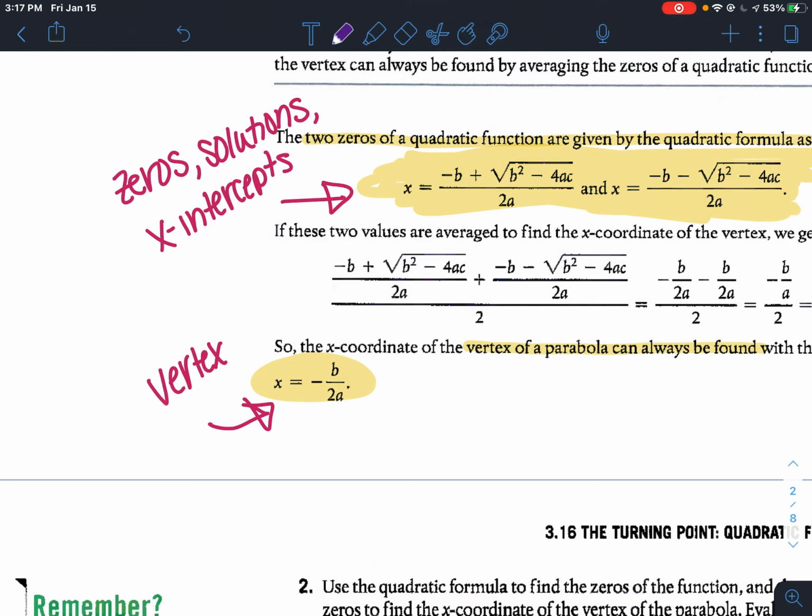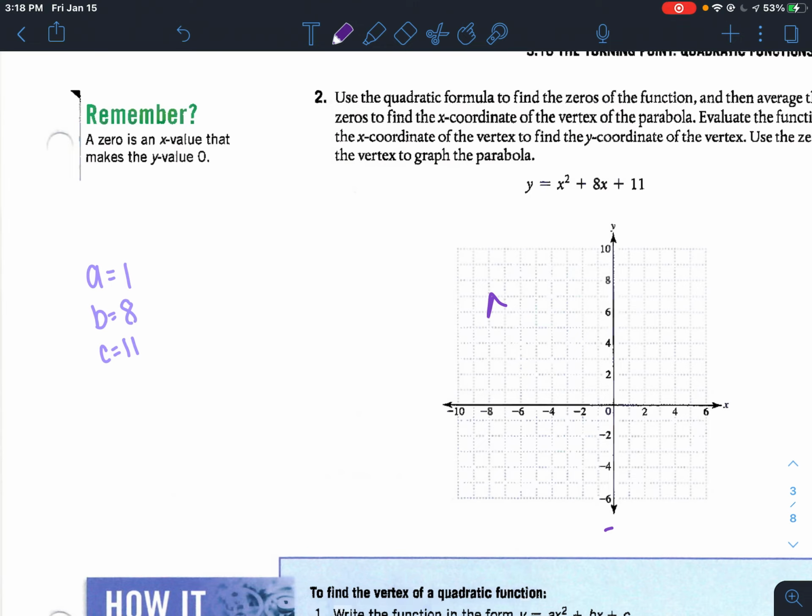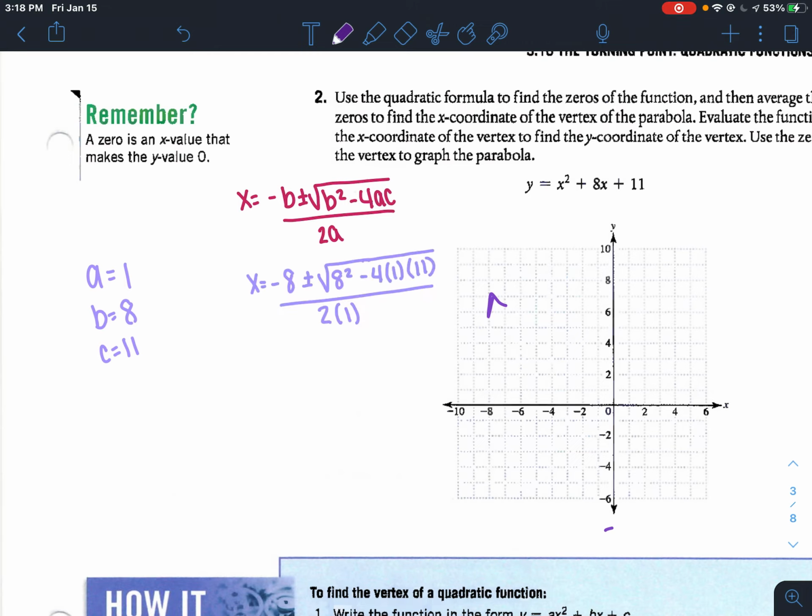Okay, now we're going to move on to number 2, and we are going to use the quadratic formula to find the zeros of the function, vertex and y-intercept. Okay, I'm going to do everything. So my A value is 1, my B value is 8, my C value is 11. So quadratic formula, copied and pasted from up above. I plug in my A's, B's, and C's. And I plugged it into Desmos.